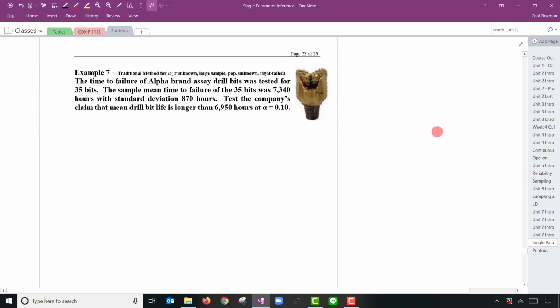Here's an example. We have some drill bits, and we tested 35 of them. The mean time to failure of our 35 bits under certain controlled conditions was 7,340 hours, and the standard deviation was 870 hours. Basically, we did an experiment where we had 35 drill bits, we tested them for life, and we found that our 35 bits lasted on average 7,340 hours with a standard deviation of 870 hours.